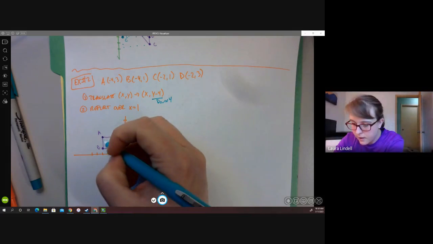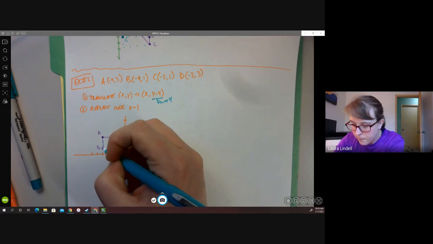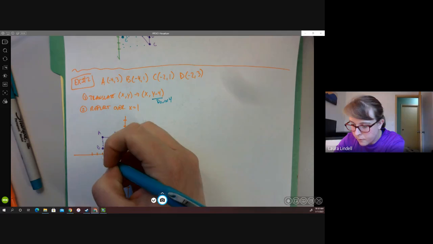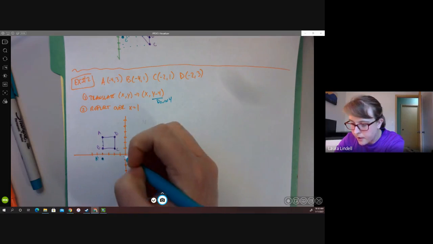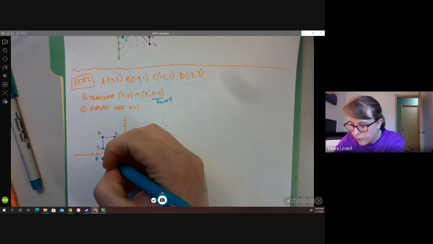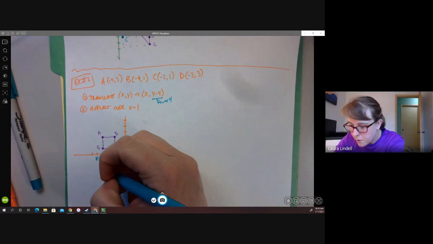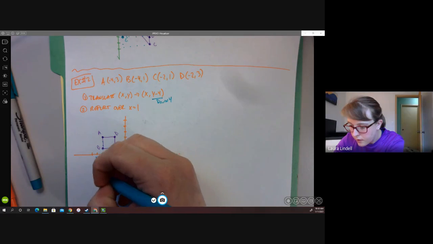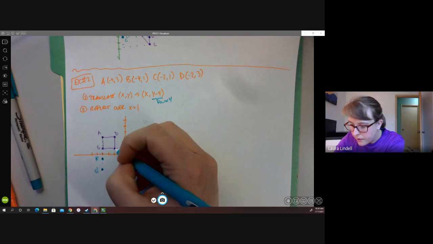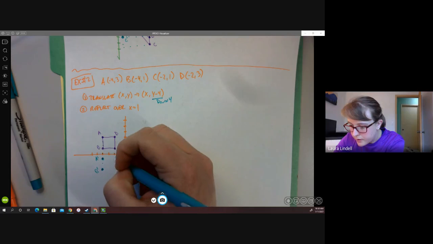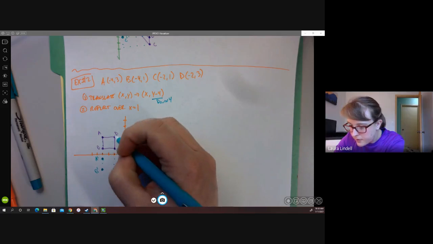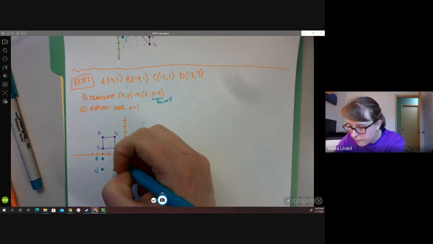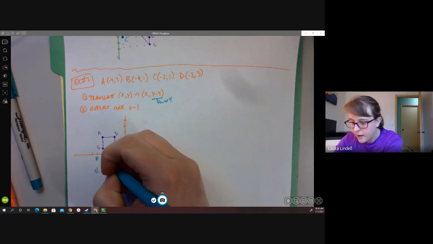From A, we go down 1, 2, 3, 4, and get A prime. From B, we go down 1, 2, 3, 4 to get B prime. From C, we go down 1, 2, 3, 4 to get C prime. And from D, down 1, 2, 3, 4 to get D prime. And connect the dots.